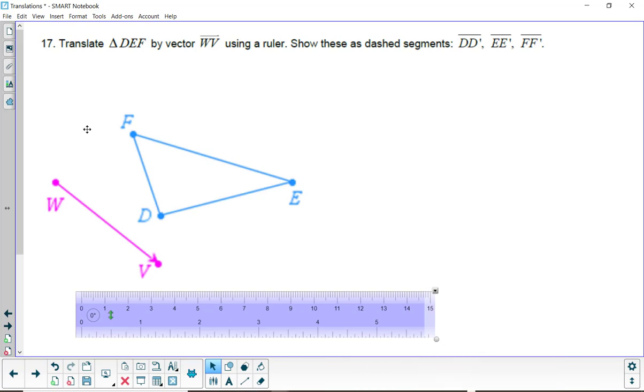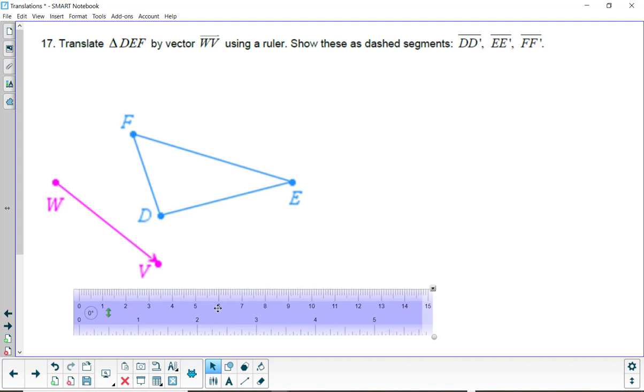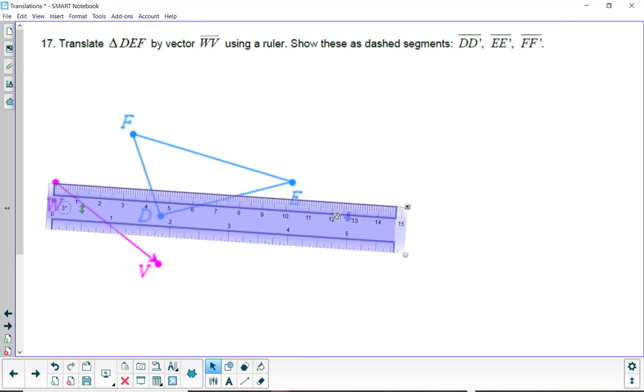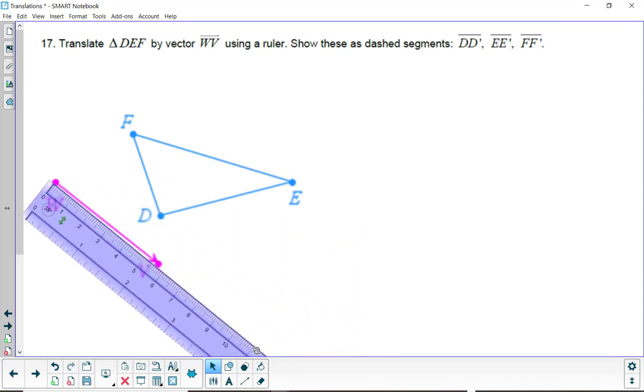So what you've got here is you've got the vector you want to slide along, and you've got the triangle. So take your ruler and let's put the 0 right at the endpoint W. And then I'm going to turn my ruler so that I can measure WV, how long that is. And it seems to be about 5.7, 5.8 centimeters. I'm going to go with 5.7 centimeters.